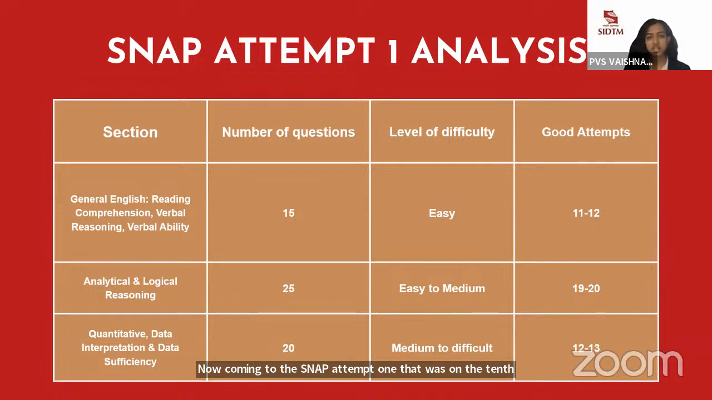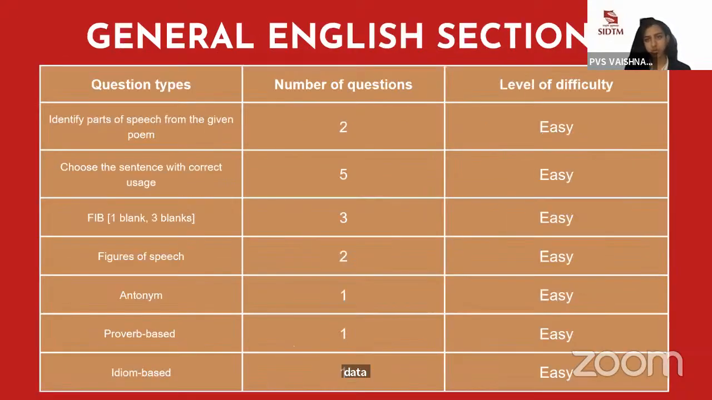Now coming to SNAP attempt one, that was on the 10th of December. The general English section in SNAP attempt one was in the easy to medium zone. The analytical and logical reasoning was about easy to medium, and the quantitative, data interpretation and data sufficiency section was in the medium to difficult zone.